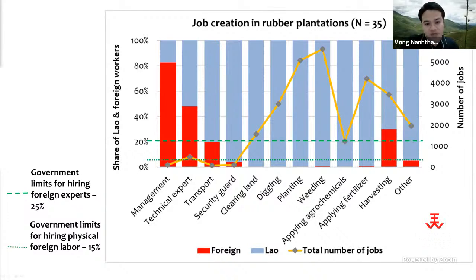But the jobs in rubber plantations are mainly seasonal jobs and mainly in the development phase, as you can see in this figure, the graph on the right. The jobs are mainly created in the development phase, including land clearing, planting, and weeding. But for the jobs in the operational phase, especially harvesting, a significant amount of the jobs is offered to foreign migrants.